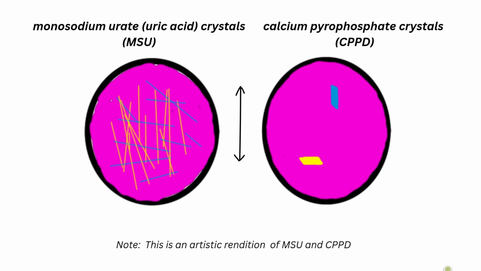In contrast, calcium pyrophosphate crystals appear thicker, rhomboid shaped, with the opposite colors when looking at the polarizing axis. Parallel crystals appear blue, and perpendicular crystals appear yellow.